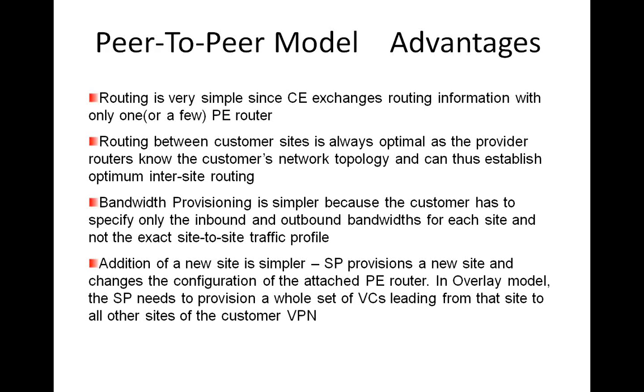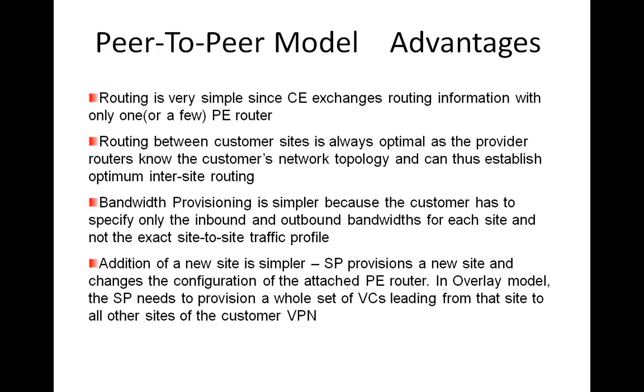You can see that there are multiple advantages if you go for the peer-to-peer model, wherein the routing is very simple because the customer is only concerned about exchanging the routing information with one or a few peer routers. If you want redundancy, then you might want to peer with two peer routers, right? And the routing between customer sites is always optimal, as the provider routers know the customer network topology and can thus establish optimum inter-site routing.